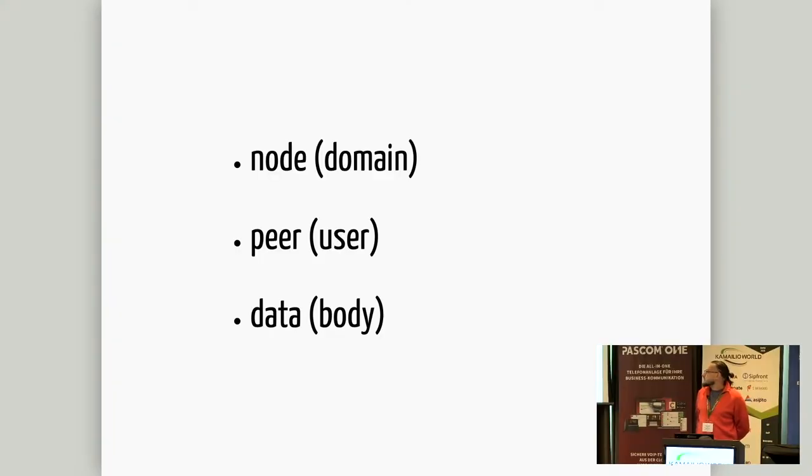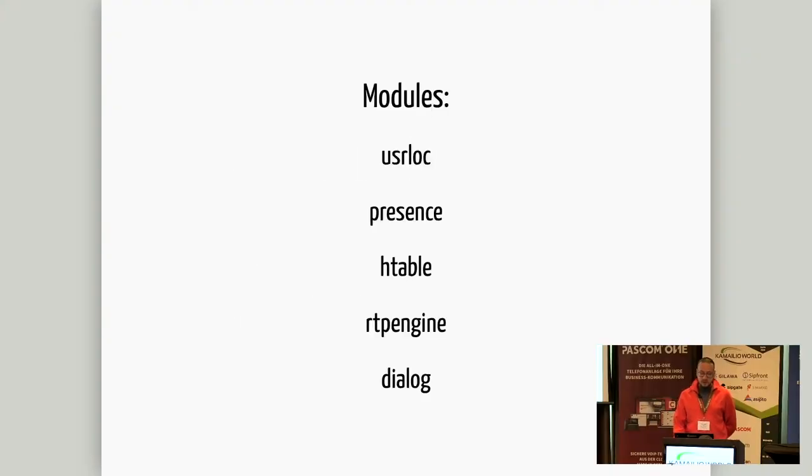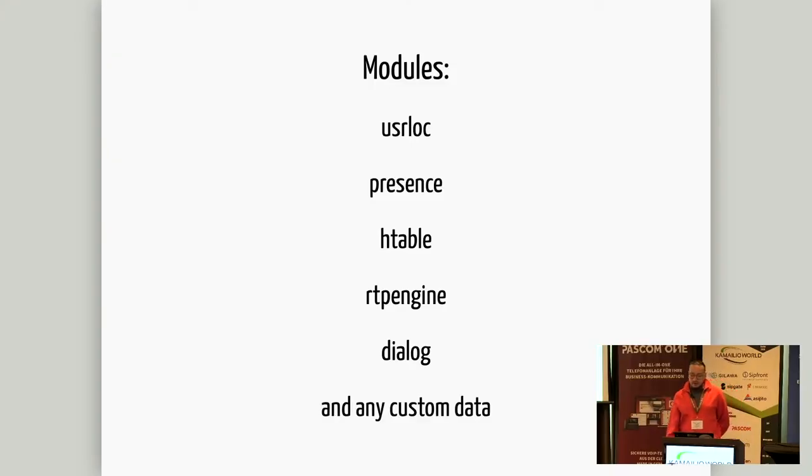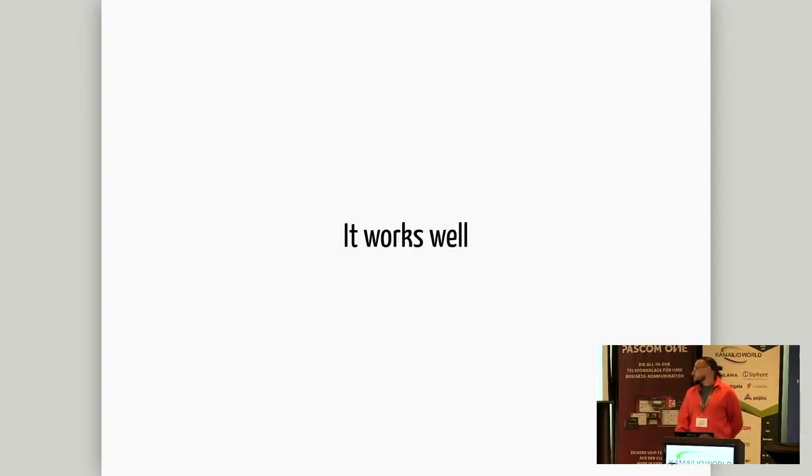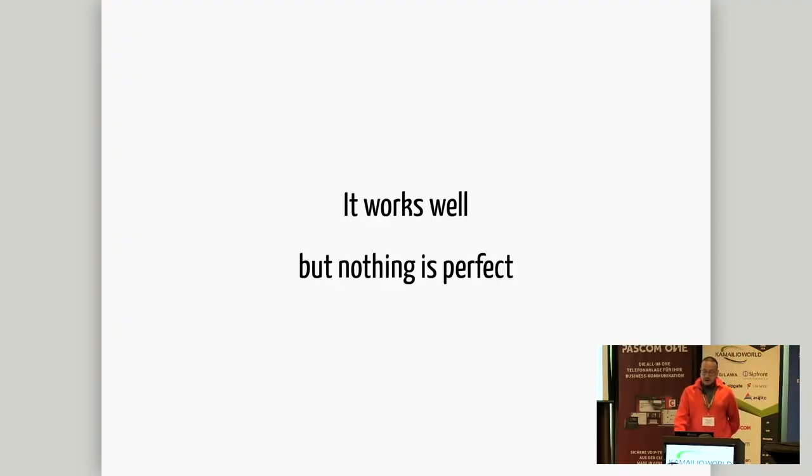There are currently two supported types of bodies: JSON and plain text. Plain text is used only in one place, for the identification bureau. There are 5 modules that currently support the DMQ: user location, presence, hash table, RTP engine, and dialog. And also you can replicate any data you want from the script. So DMQ works well. I'm using it, we are using it, I think someone else uses it, but nothing is perfect.